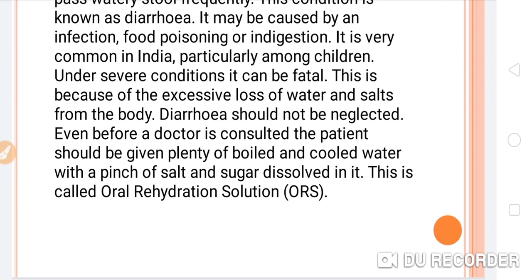Diarrhea should not be neglected. Even before a doctor is consulted, the patient should be given plenty of boiled and cooled water with a pinch of salt and sugar dissolved in it. This is called oral rehydration solution, and we can say ORS.